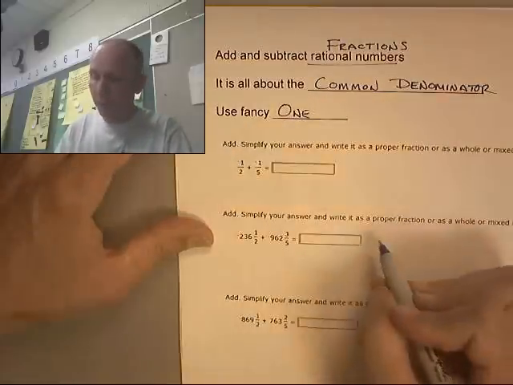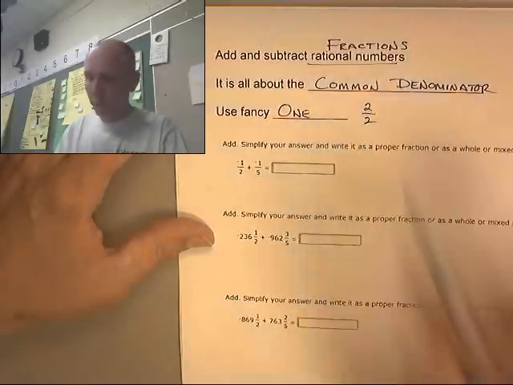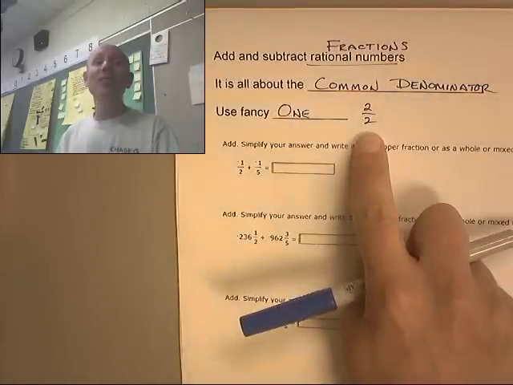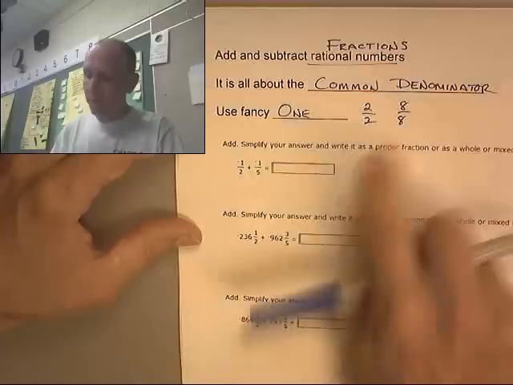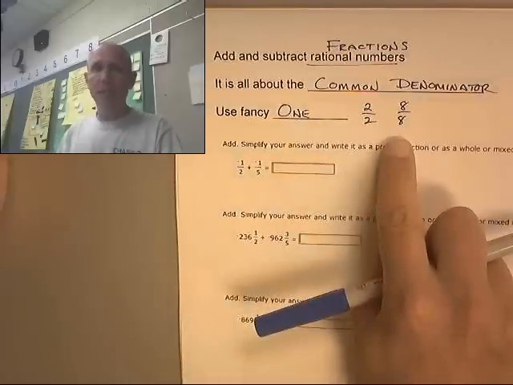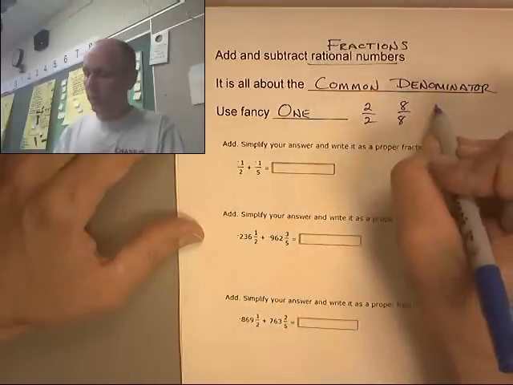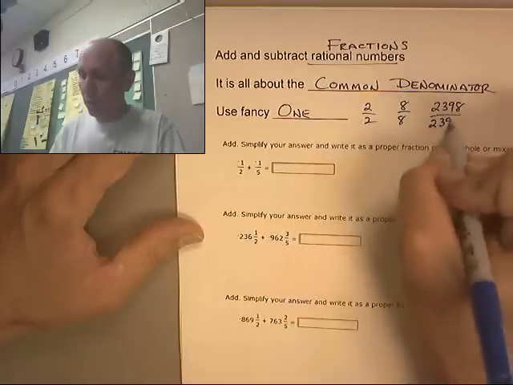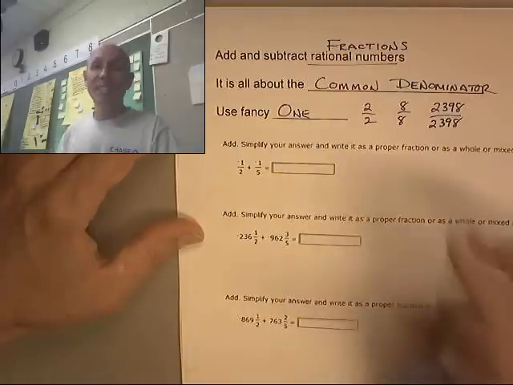The fancy one. And this is what a fancy one looks like. Ready? 2 over 2. What is that? That's a 1. It's a 1 that's fancy. How about 8 over 8? It's a 1 that's very, very fancy. Well, you want a very, very fancy one? Look at this guy. 2,398 over 2,398.